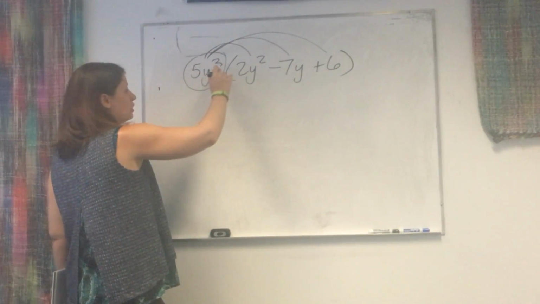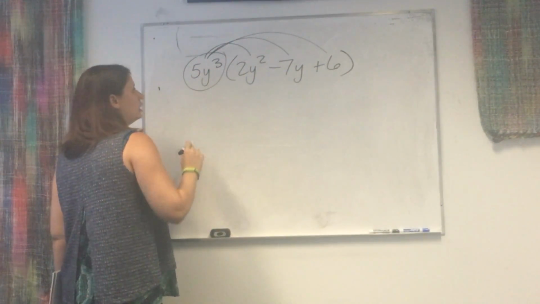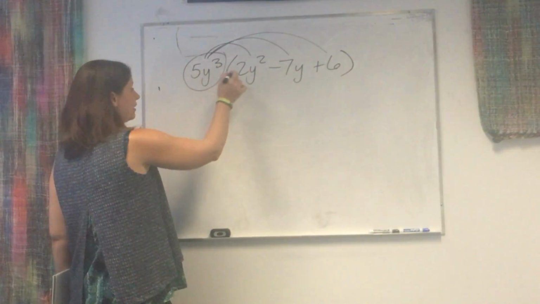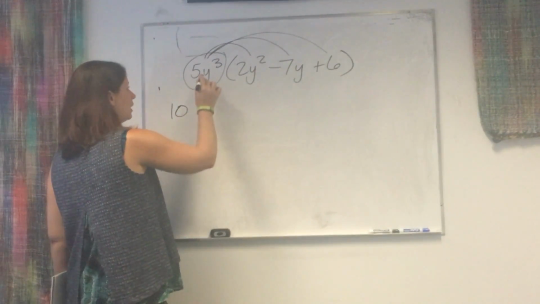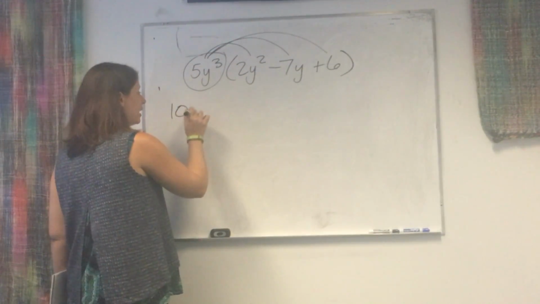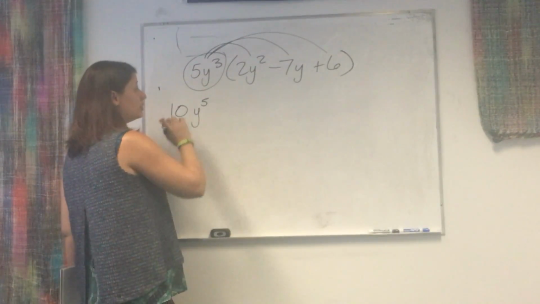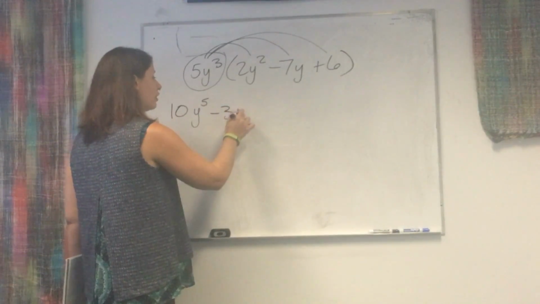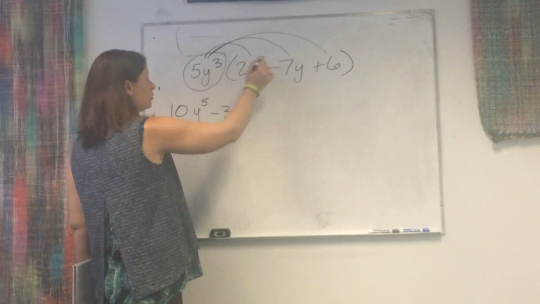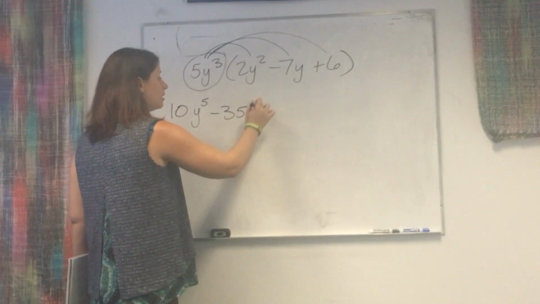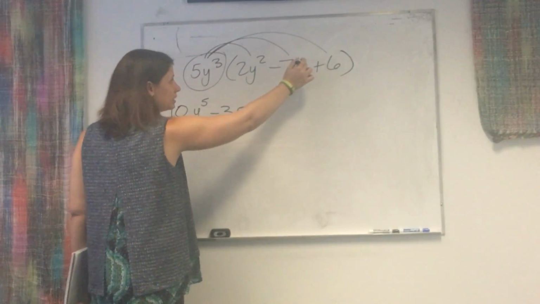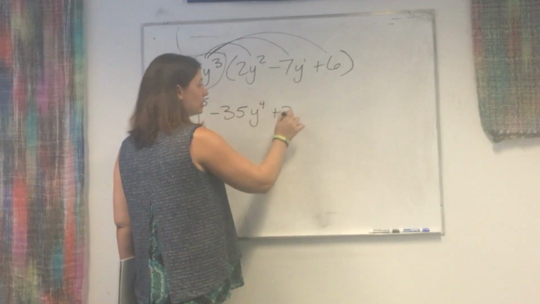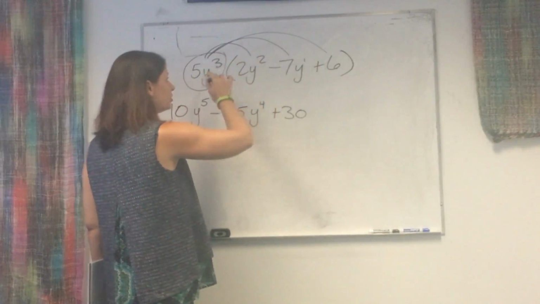So 5y cubed times 2y squared. So again, take the numbers times each other, then combine the variables. So 5 times 2 makes 10. Y cubed times y squared, remember to add, so that's y to the 5th. So that's that term. Then we have 5 times negative 7. That's negative 35. And then y cubed times y is y to the 4th, again add, and remember that's a hidden 1. Then we have 5 times positive 6, that's plus 30. There's no y's here, so it's just y cubed.